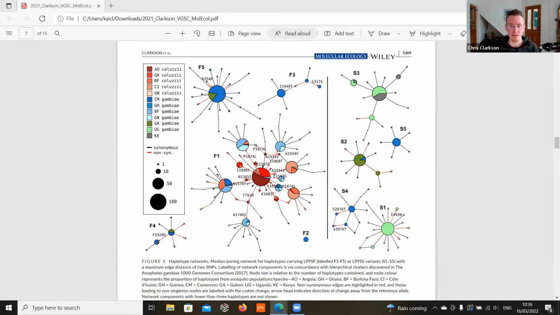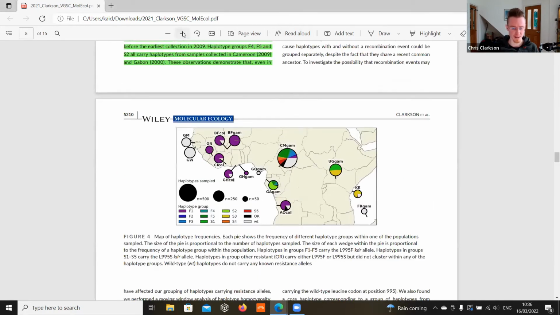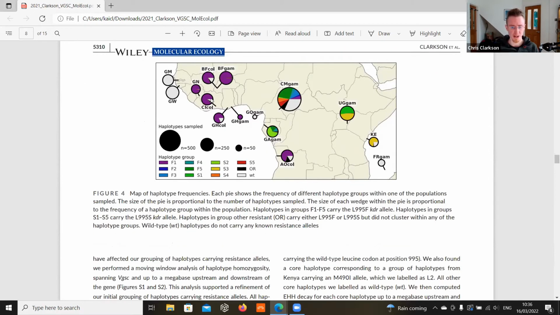What else have we got next? So let's go to here, and this answers one of those questions. We've got these 10 haplogroups, if you like, 5 very similar haplotypes containing 995F, 5 containing 995S. I've said F and S so many times, they're all starting to sound the same to me. So sorry if I'm saying the same letter over and over again.